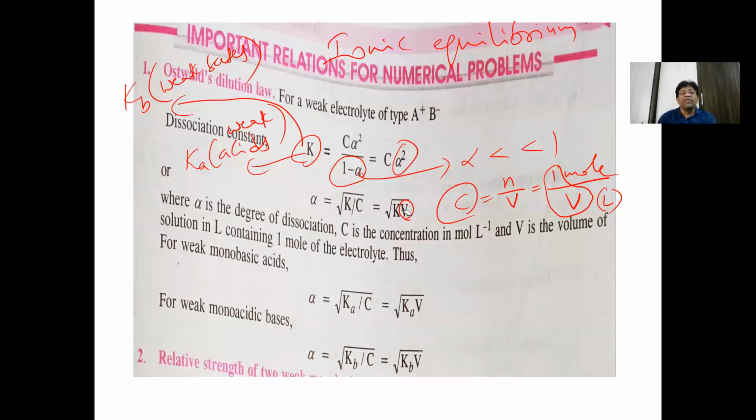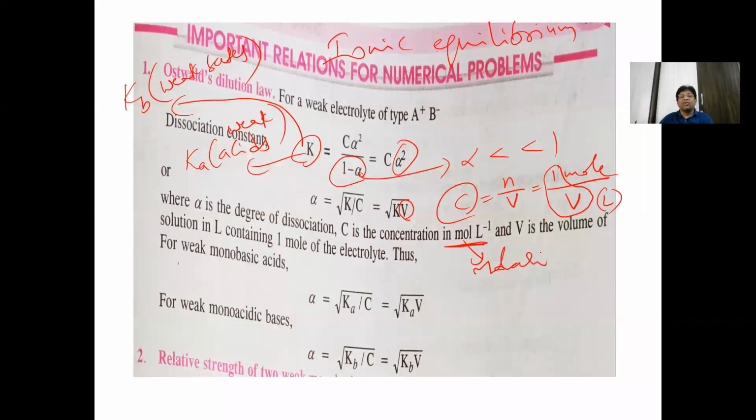Otherwise, it is under root Ka into V or Kb into V, which we take for weak acids and weak bases, where alpha is the degree of dissociation and C is the concentration in moles per liter, meaning molarity.